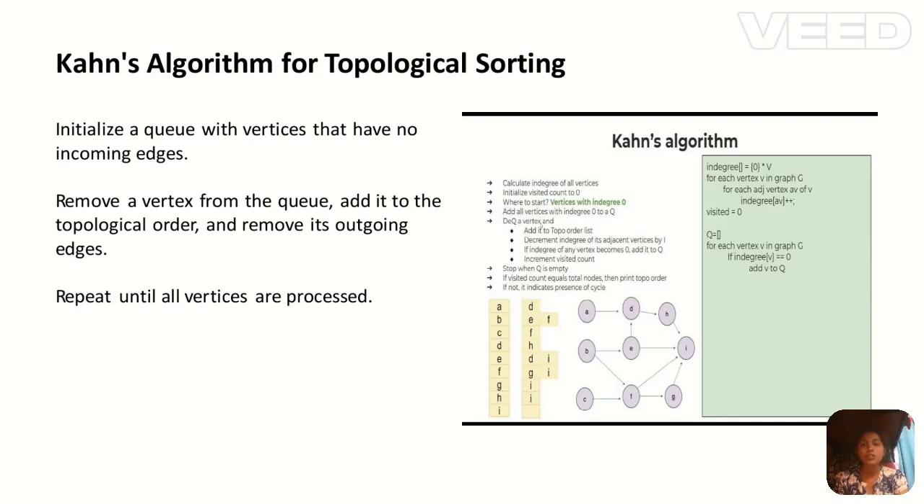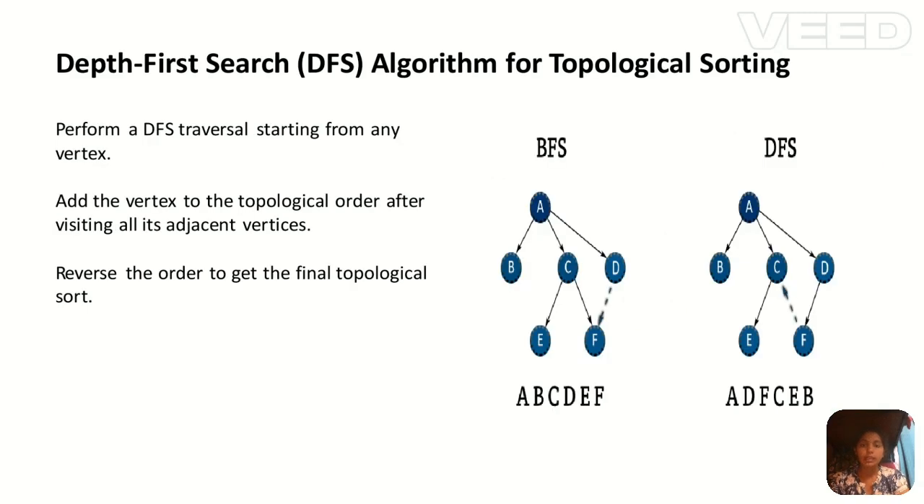So, Kahn's algorithm for topological sorting. Initialize a queue with the vertices that have no incoming edges, remove a vertex from the queue, add it to the topological order, and remove its outgoing edges. Repeat until all vertices are processed.